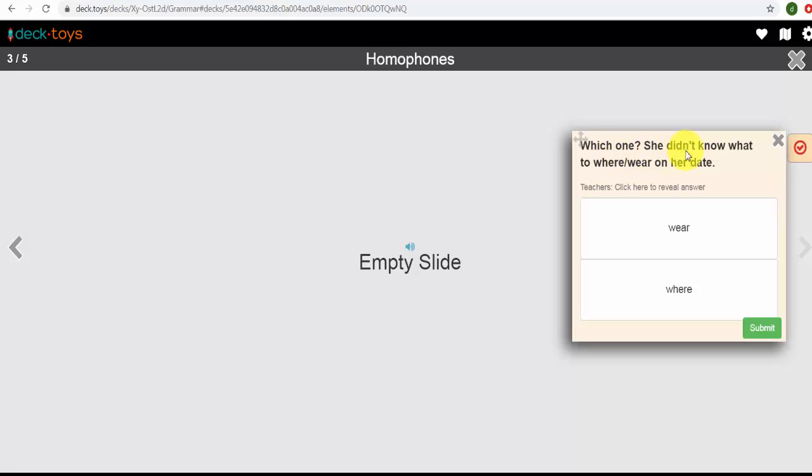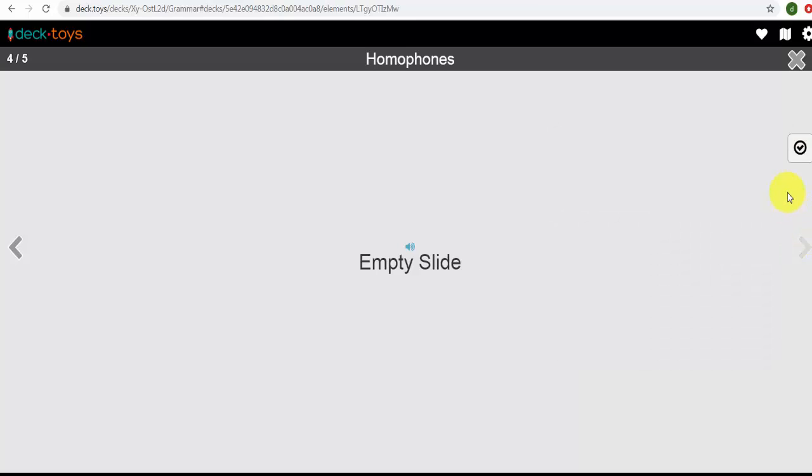Which one? She didn't know what to wear on her date. Well, it wouldn't be this one, right? It would be this one. Hit submit, and look, 20 points. We got it right. Very good. Hit the arrow key.